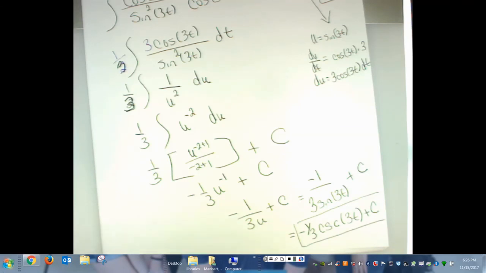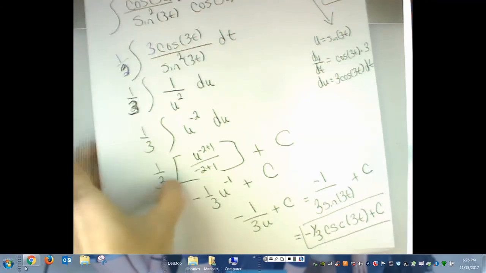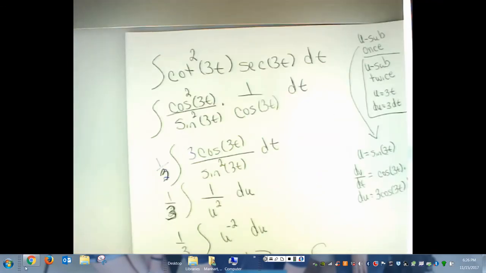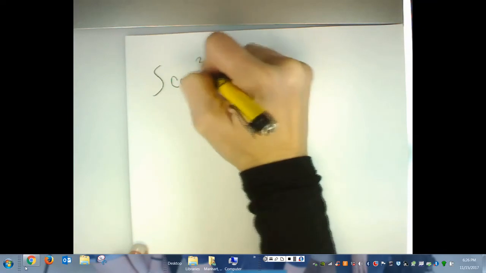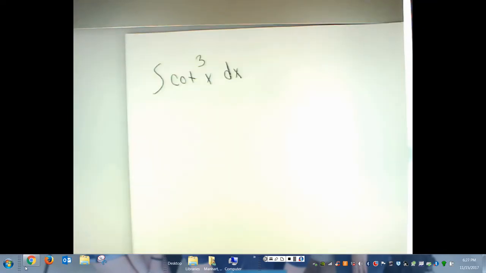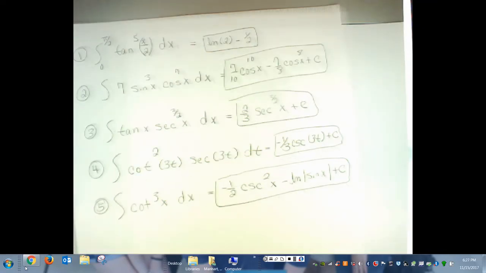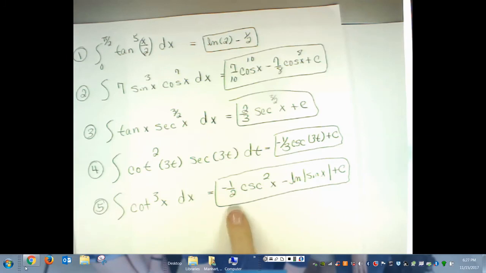So that was the answer to the fourth one. Now the fifth one, and then we'll end the video and then go to the video on trig sub. That one's special, and again we're going to do an alternative formula. It's the cotangent of x cubed. And here's the answer. Now, by the way, that's a blue box special. Negative 1/2 cosecant squared x minus natural log absolute value of sine x plus c.